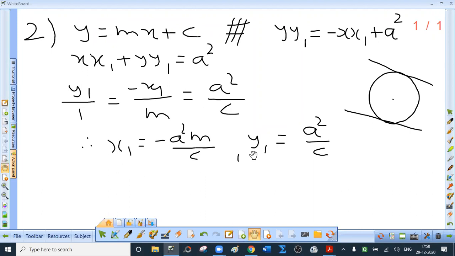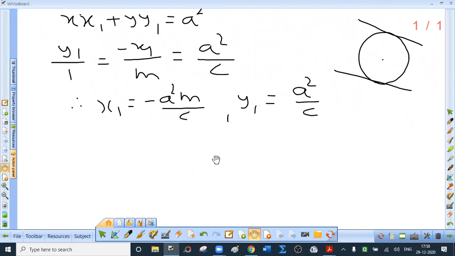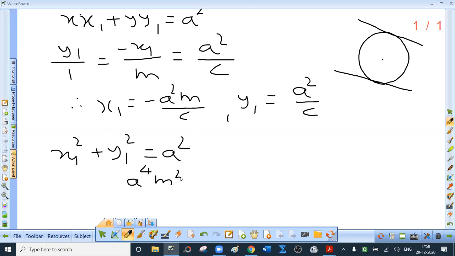But x1, y1, this point lies on the circle. Why? Because this is equation of tangent to the circle at a point x1, y1 on the circle. So coordinates will satisfy the equation. Means what? X1 square plus y1 square is nothing but a square. Substitute. What is x1? Minus a square m by c. Its square I will write directly: a raised to 4 m square upon c square. Y1 square: a raised to 4 upon c square, equal to a square.